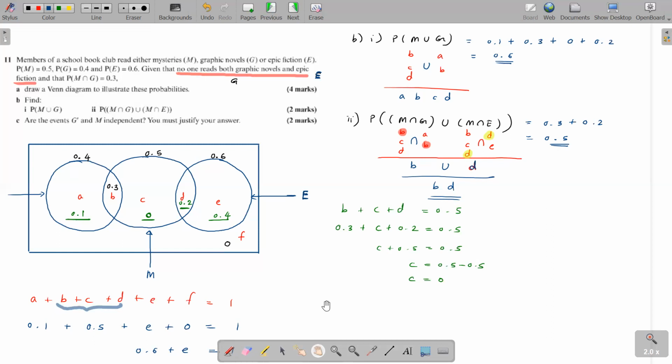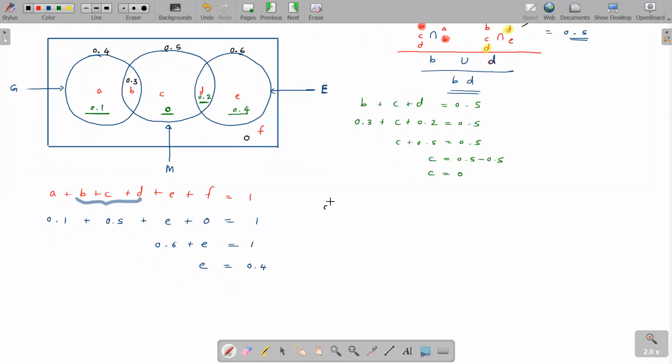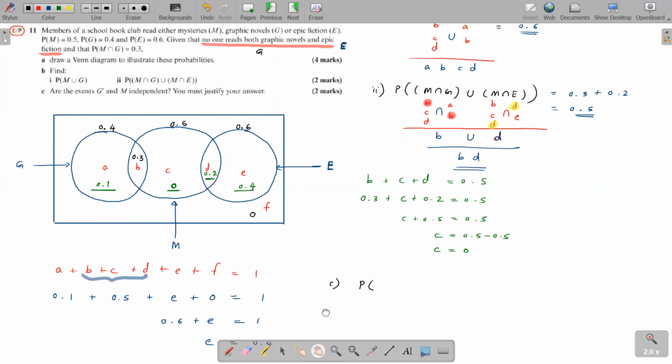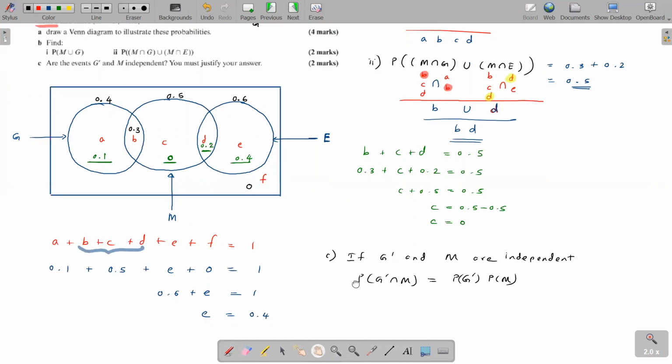They're asking, are the events G dash and M independent? You must justify your answer. Okay, so are they independent, G dash and M? This is part C. Guys, if two events are independent, you know the intersection of the events must be equal to the product of the individual probabilities. So if G dash and M are independent, what's the requirement? Then the intersection of the two events must be equal to probability of G dash times probability of M. So this is the requirement.